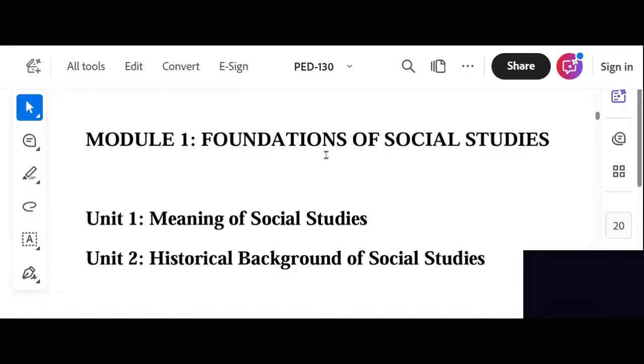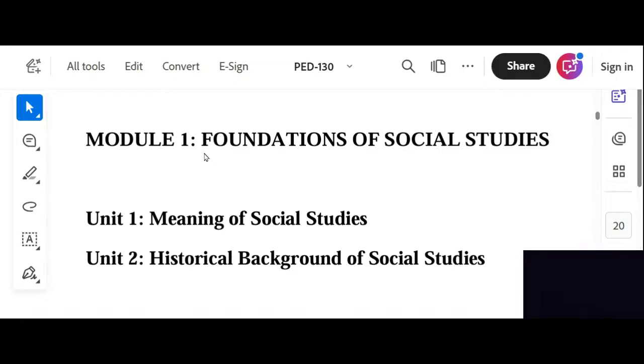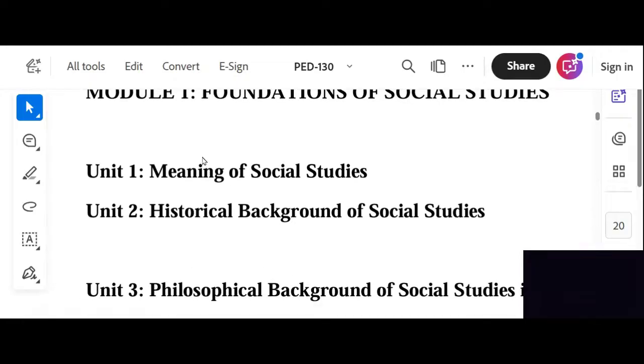In order to achieve the introduction to social studies, we will study that concept under several modules and units. The one that we will start with is Module 1, where we'll talk about the foundations of social studies. To achieve that knowledge, we'll be doing that under some units. The first unit will tell us the meaning of social studies.